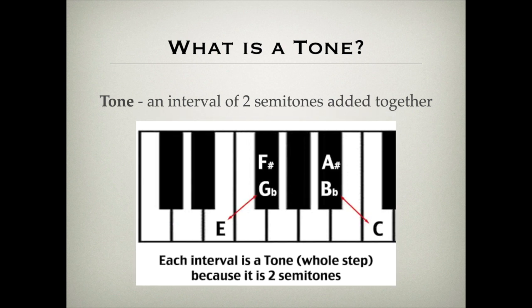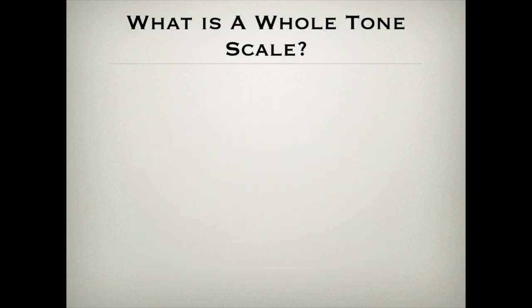Now, occasionally you'll also find there are intervals between white notes and black notes. So here you've got E to F sharp or G flat. Okay, and because there's another white note between that E and the F sharp, you've got 2 semitones. So that's a tone. The same between C and B flat, or C and A sharp. So a tone is simply an interval of 2 semitones added together.